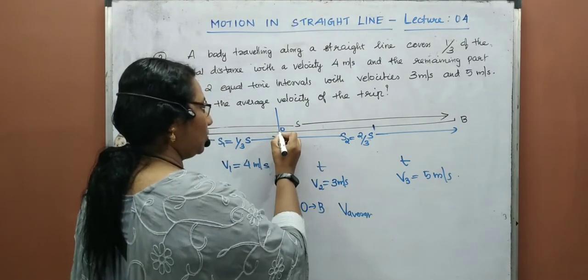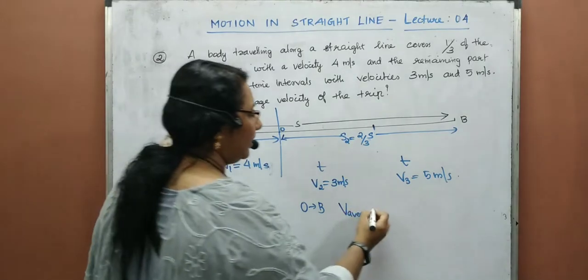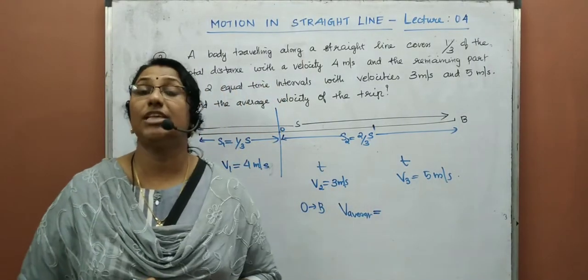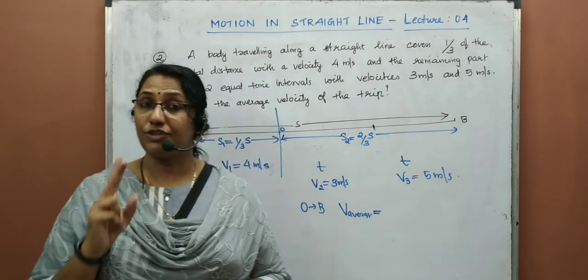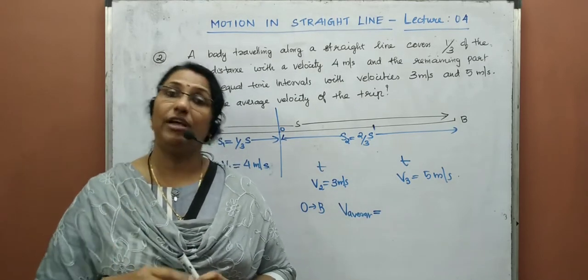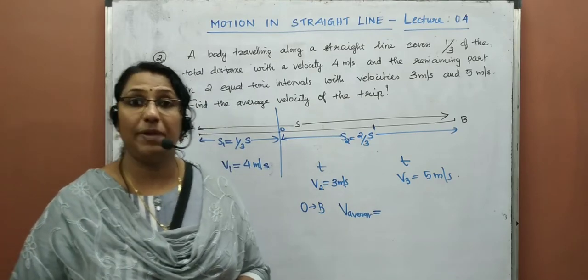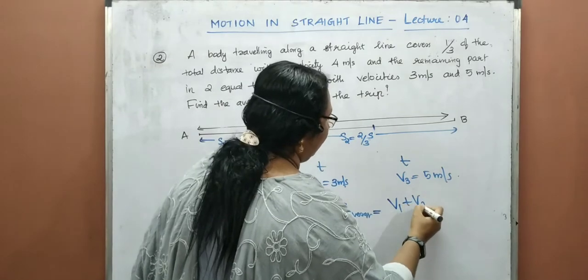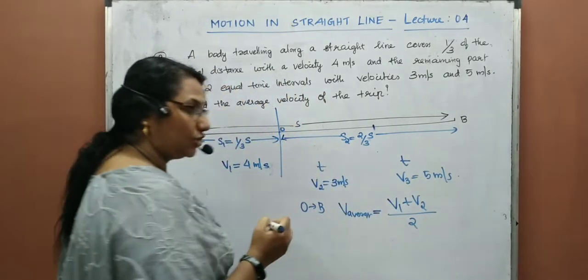May I write this point as O? From O to B, V average. Equal time interval, unequal speed. What was the equation? Tell me. If a body covers 2 equal time intervals with unequal speed, what is the average speed? Yes, someone of you have told. V1 plus V2 by 2.